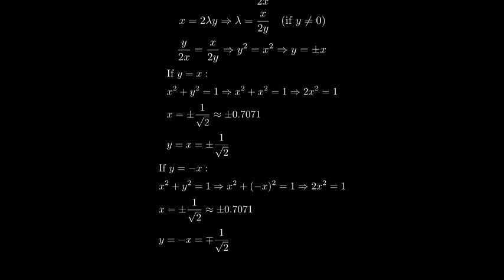Let's evaluate f of x, y equals x times y at each point. At the first point, f equals 1 over root 2 times 1 over root 2, which equals 1/2. At the second point, f equals negative 1 over root 2 times negative 1 over root 2, which also equals 1/2. At the third point, f equals 1 over root 2 times negative 1 over root 2, which equals negative 1/2. At the fourth point, f equals negative 1 over root 2 times 1 over root 2, which also equals negative 1/2.